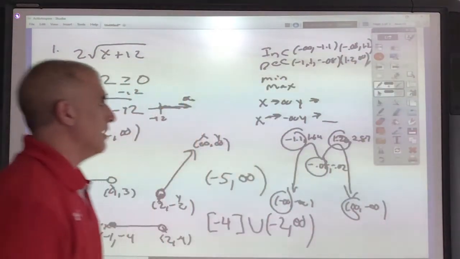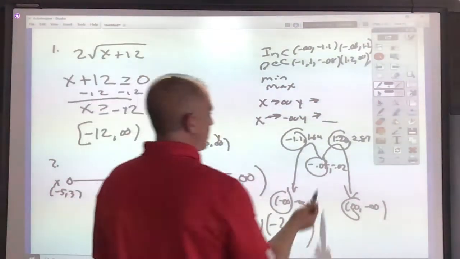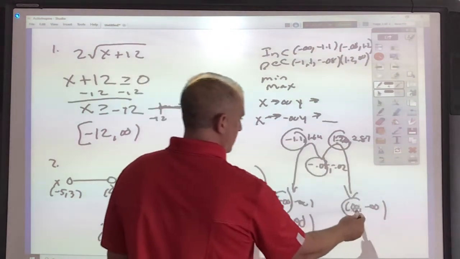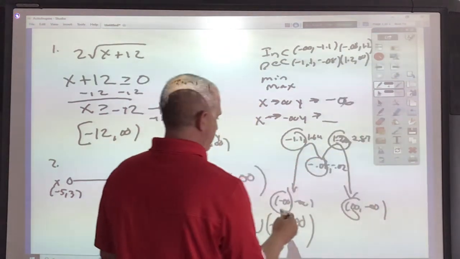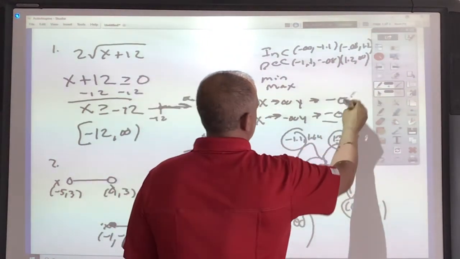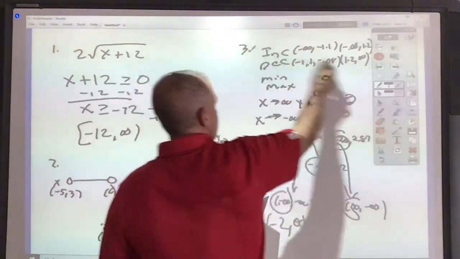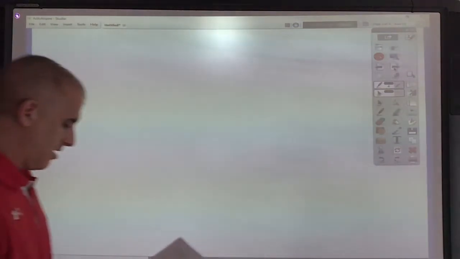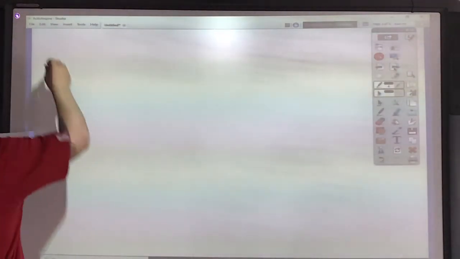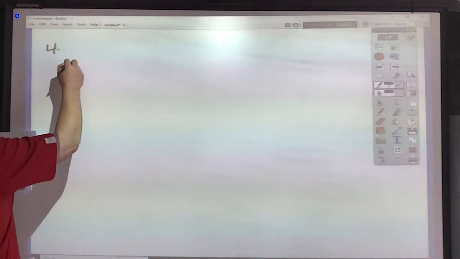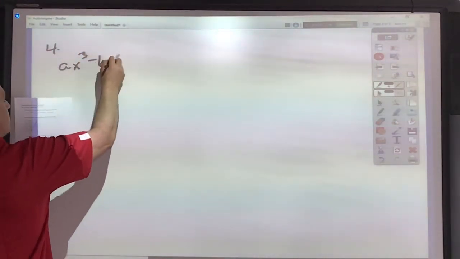The minimums and maximums, you can see those here. As x approaches infinity, y approaches negative. As x approaches -infinity, y also approaches negative. So that's the first 3 questions. Question 4. Describe the end behavior of ax cubed minus bx plus c.